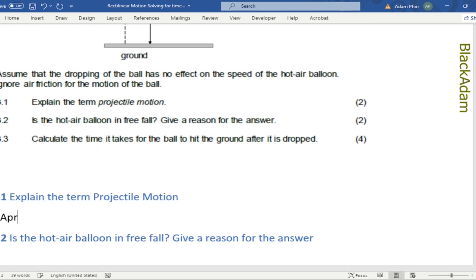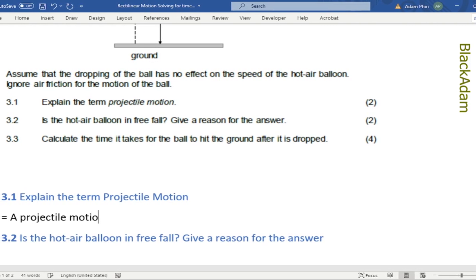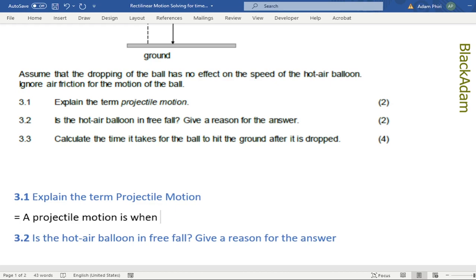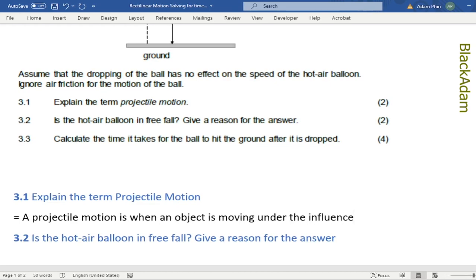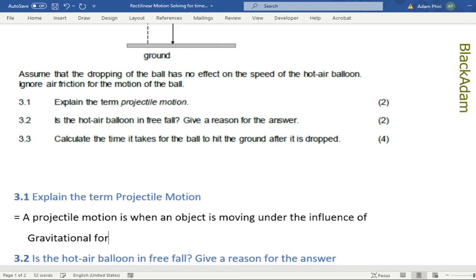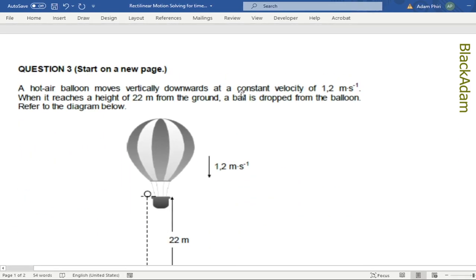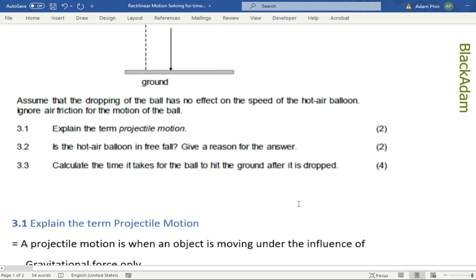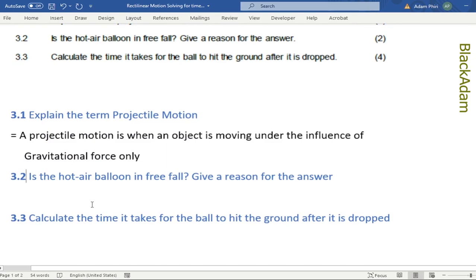So projectile motion is when an object is moving under the influence of gravity, or gravitational force only, and then constant velocity. Then we have to answer the second question: is it a free fall?